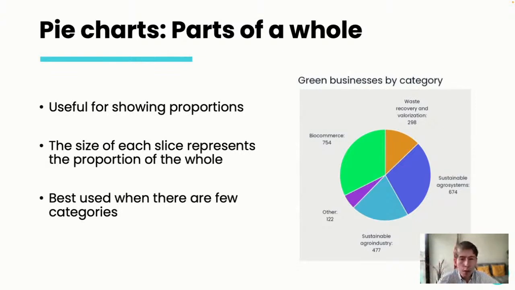But I could also have plotted that with a pie chart. In this case, the way that it conveys information is that the size of each slice represents the proportion of the whole. So in this case, on the right, I plotted the green businesses data set by category. There is also a variable about category regarding the economic sector that the green business belongs to. So in this case, you could very easily see that the most common sector or category that the green business belongs to is biocommerce.